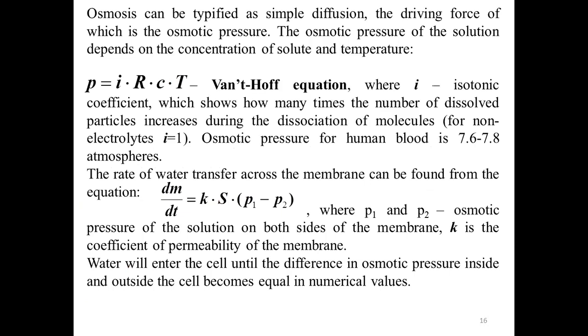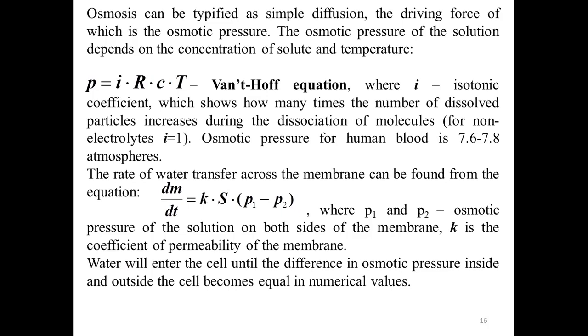Osmosis can be considered as simple diffusion, but as the driving force we choose the osmotic pressure, and the osmotic pressure of a solution depends on the concentration and temperature of the solute, the so-called van 't Hoff equation. And here is the isotonic coefficient, which shows how many times the number of dissolved particles increases during the dissociation of molecules. For non-electrolytes, the isotonic coefficient is equal to 1. Osmotic pressure for human blood is 7.6 to 7.8 atmospheres.